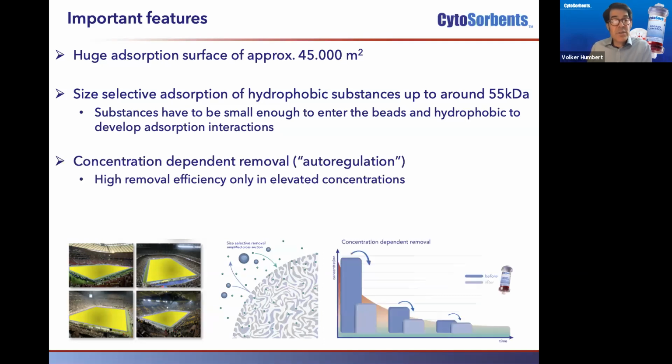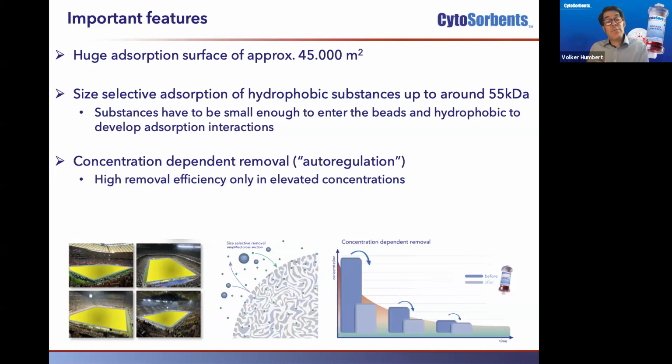The other selectivity is based on the concentration, because a so-called concentration-dependent removal, some say also autoregulation, is also present with Cytosorb. This provides the fact that a high removal efficiency is only given in elevated concentrations, and the more only moderately elevated concentrations or even normal concentrations of a substance are there, the lower the removal efficiency of Cytosorb.